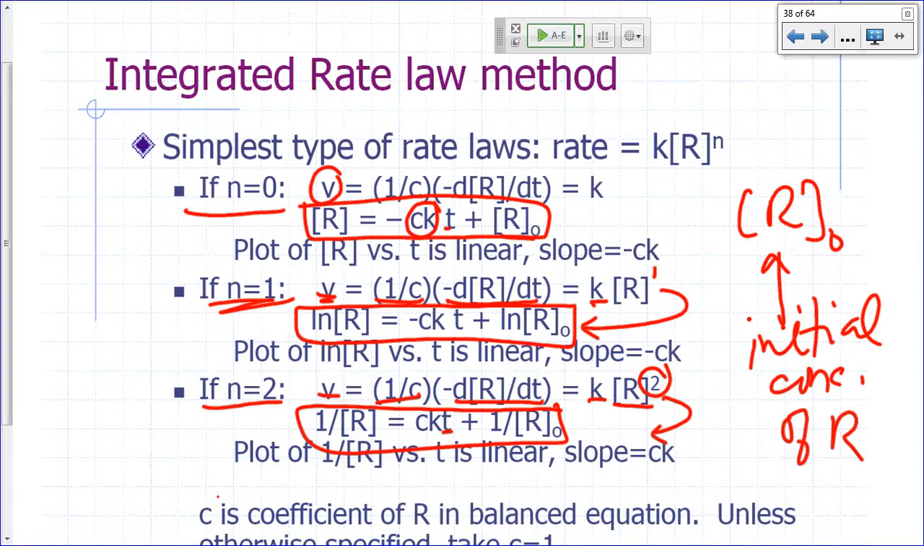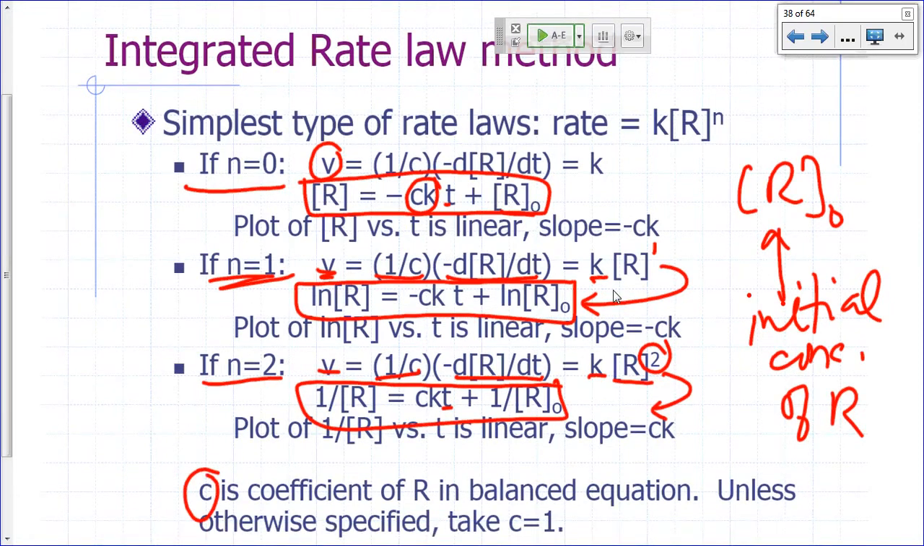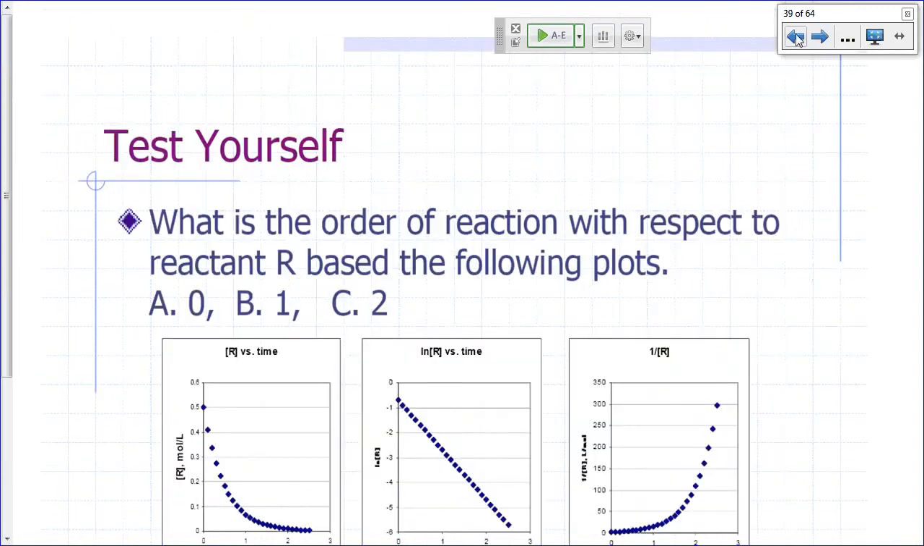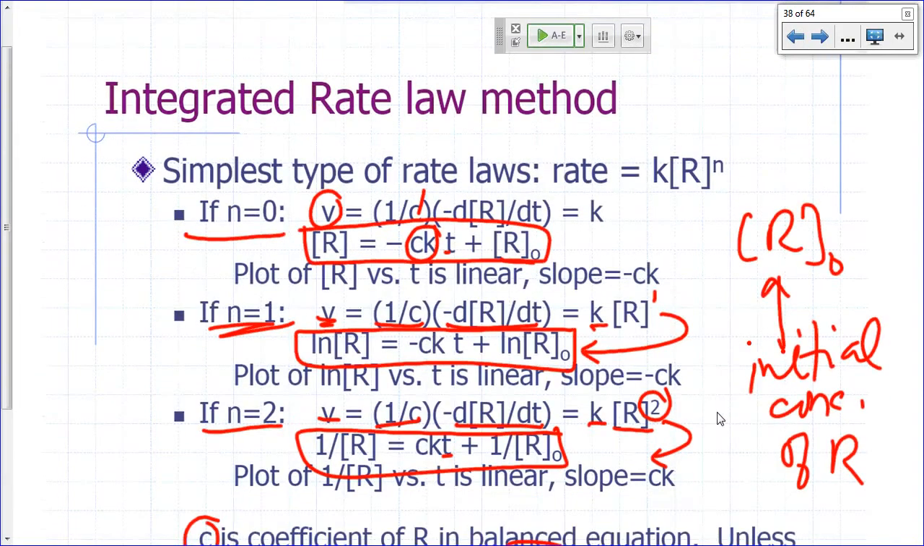Now, c, like I said, is the coefficient of R in your balanced equation. Unless otherwise specified, we're just going to assume c is equal to 1, because we can always adjust our coefficients for the balanced equation so that the coefficient for a particular reactant is equal to 1. So from now on, we can just ignore that c. We'll just take that as 1. So let's see what the consequences of these are.